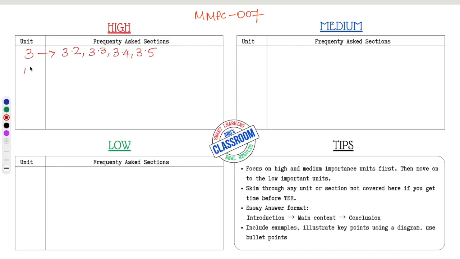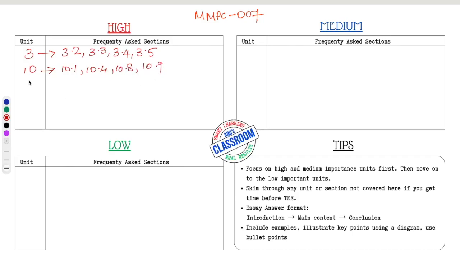Unit 10, that is short business correspondence. This is from block number 3. This is of high importance. Questions have come from most of the sections. So if you have time, study all sections. If not, focus on 10.1, 10.4, 10.8 and 10.9 at least.